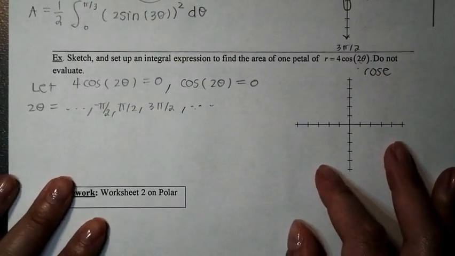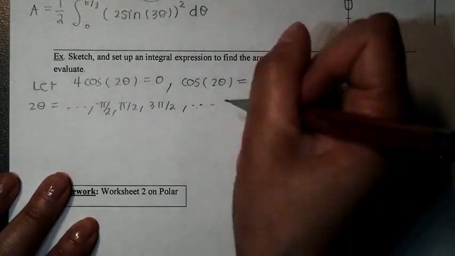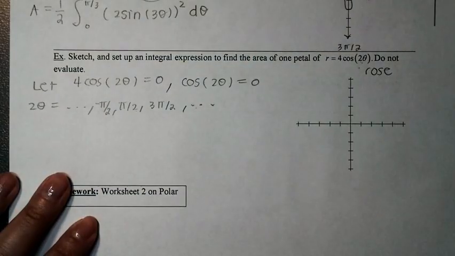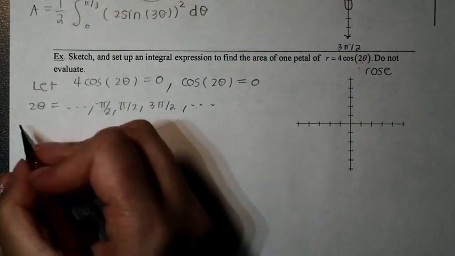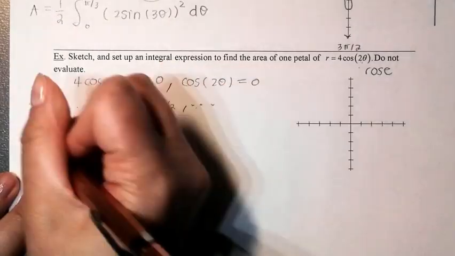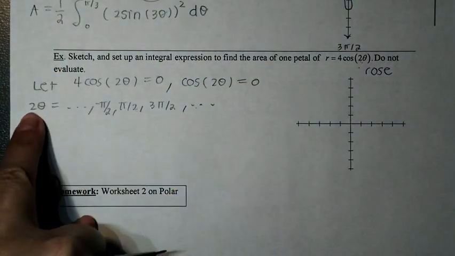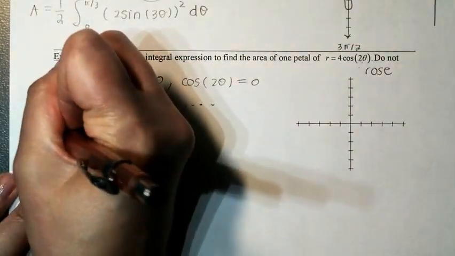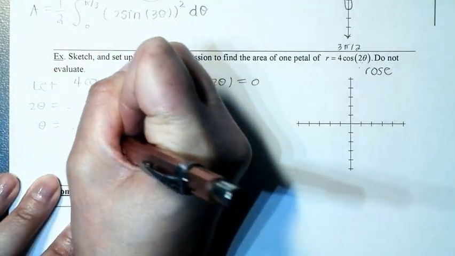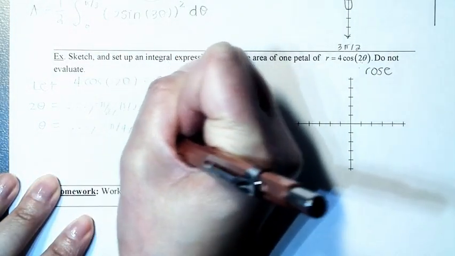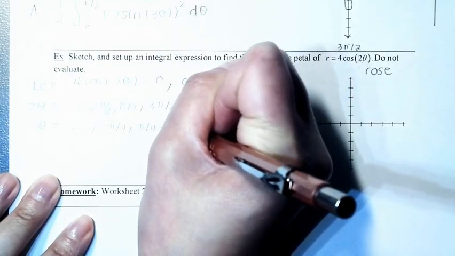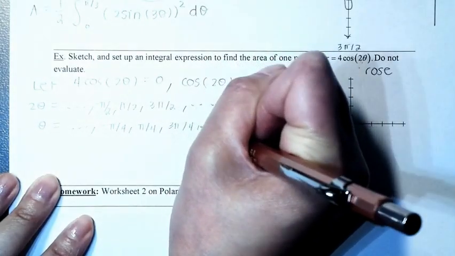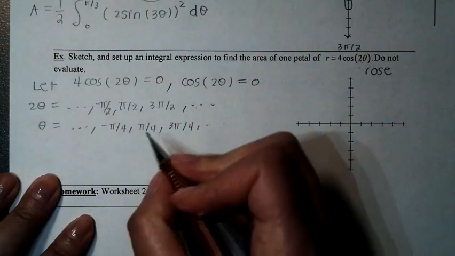You don't need to use the weird notation that you were using back in pre-calculus, because here we need specific angles, okay? So after that, you're going to divide everything by 2. Why by 2? Because that's the number that we have over here. So you have theta is going to be equal to negative pi divided by 4, pi divided by 4, then 3 pi divided by 4, and so forth, okay? Again, same situation as before.